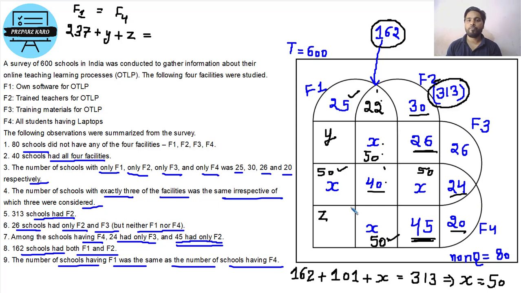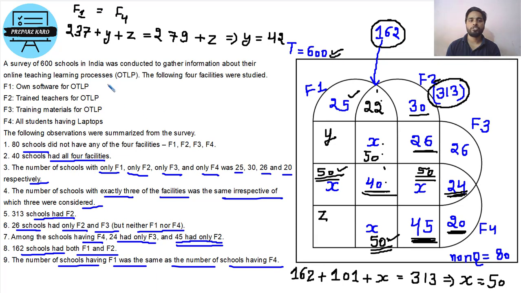And what about F4? So F4, add all these regions. 50 plus 40, 90 plus 50, 140 plus 24, 164 plus 20, 184 plus 50 and 45. 184 plus 50 and 45 is 279 plus z, from which you can say y is 42. Okay, y is 42. Now this total region is 600.